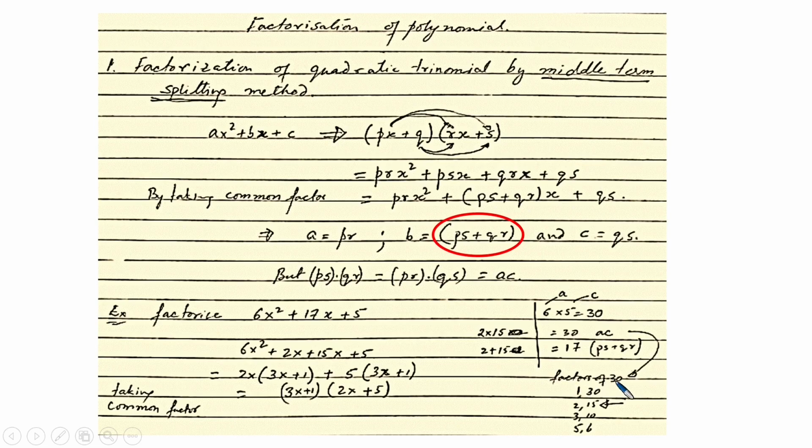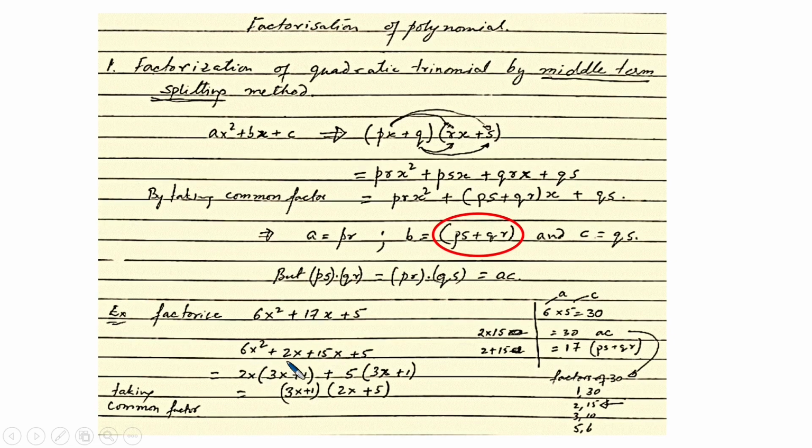So you know this, a factor of 30 is 1 into 30, then 2 into 15. So I select this because I want the sum to be the middle term, that is 17. And then 3 into 10, that will not help me. 5 into 6, this will not. So only this is the one which will help. So I break this 17, split the term.